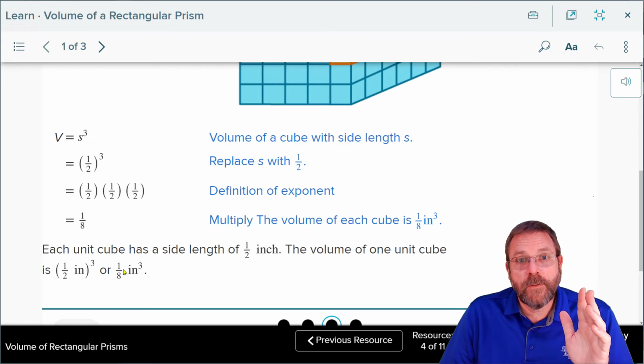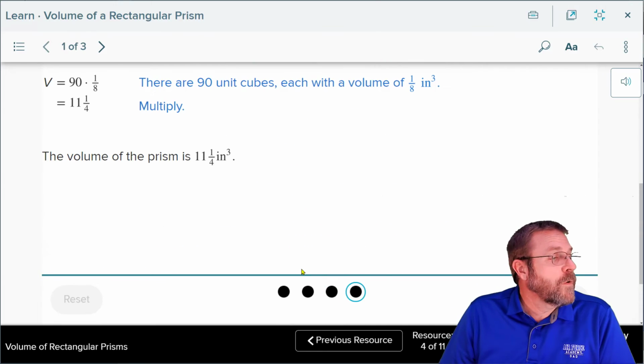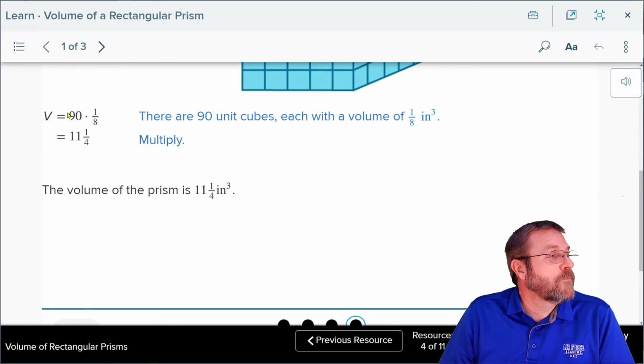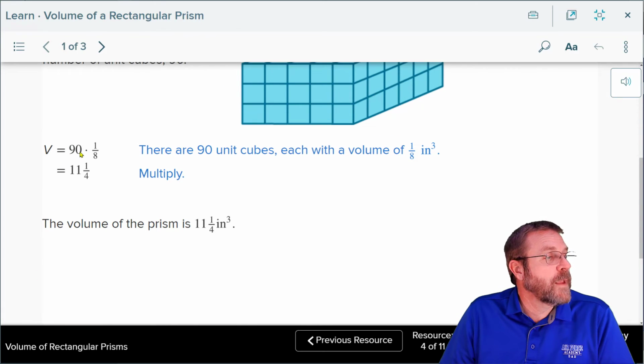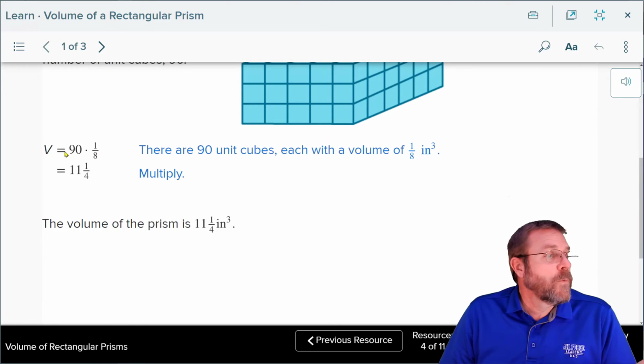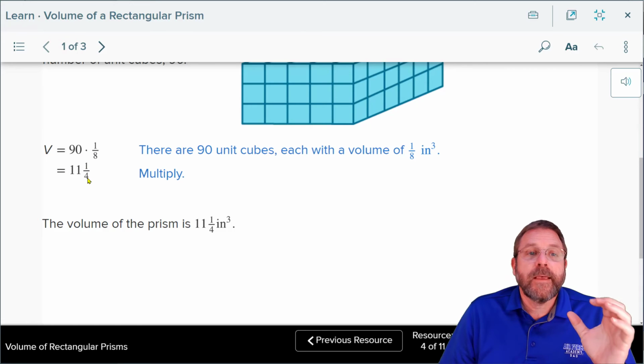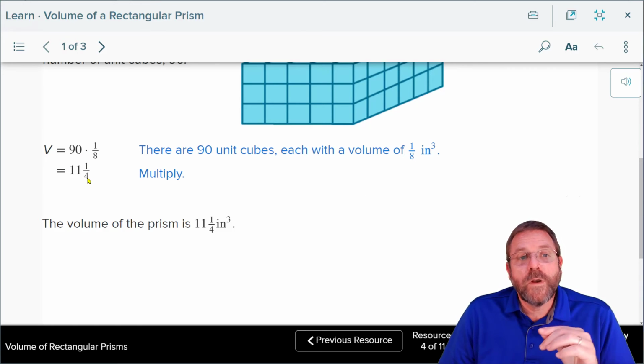You with me so far? They're making this a lot more complicated than it has to be, I'm just saying. But hey, we're going to work with them on it. From there, the number of unit cubes we came up with was 90. Each of those 90 unit cubes measures 1/8 of an inch cubed, and when you multiply and simplify, you find the final answer has a volume of 11 1/4 inches cubed.